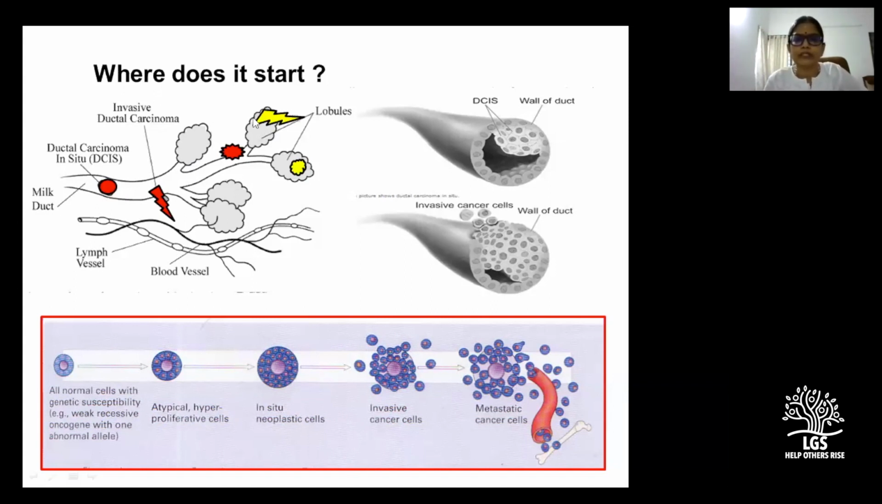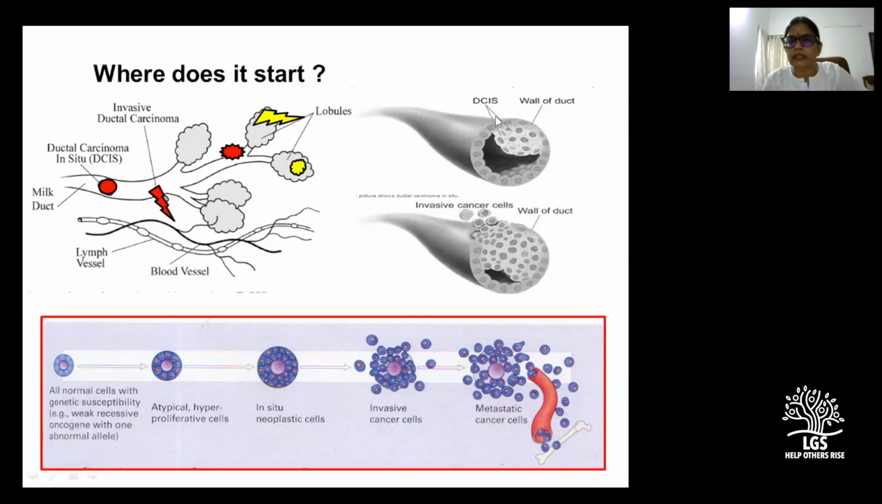So assume that this is the terminal ductal lobular unit. These little ones are the terminal ductal lobular units, and these are the major ducts. Somewhere here in the ductal component is where all these tumors arise. And if you take a cross section of these ducts, you see tumor that is growing within the duct, and this is what we call ductal carcinoma in situ.